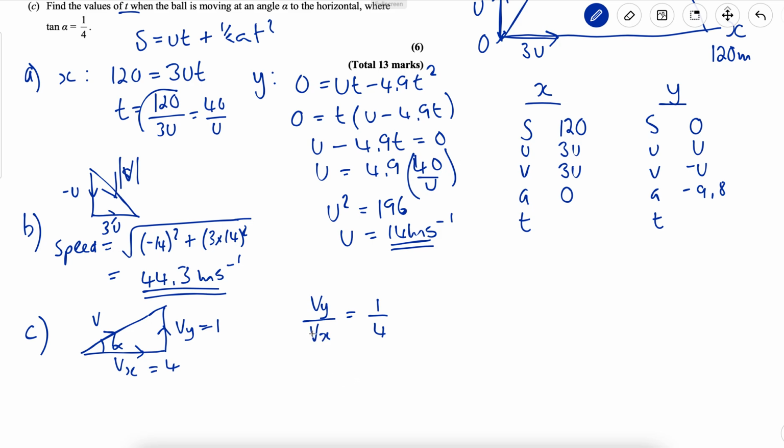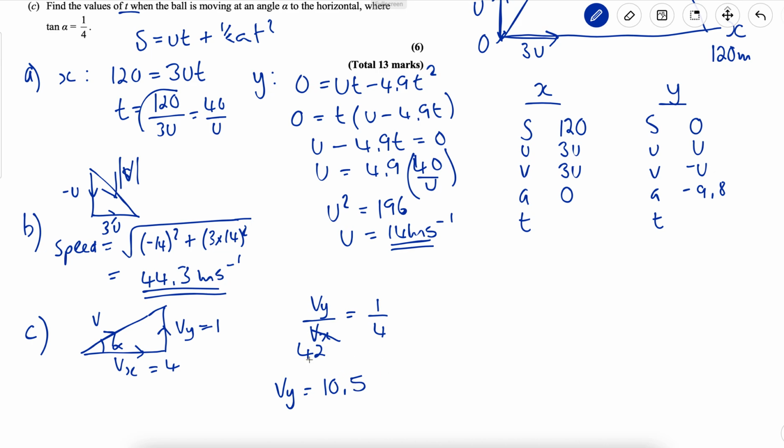Now I know that Vx is 3u because that hasn't changed all the way through the journey. There's no change to the horizontal velocity. So 3u is 3 times 14, which is 42. I can just rearrange this equation now. Vy is equal to 42 divided by 4, so that's 10.5.